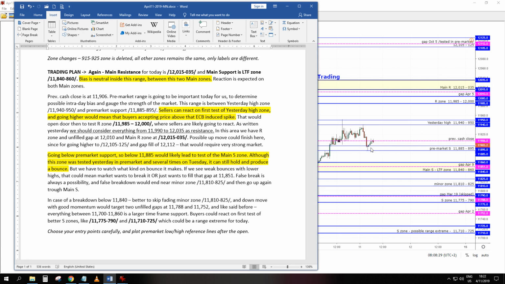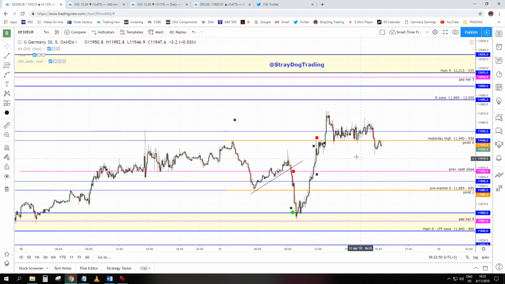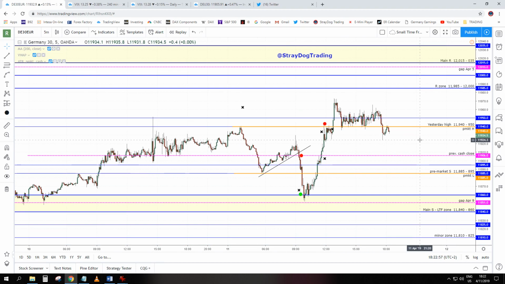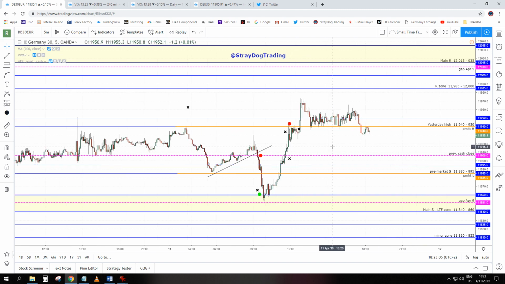If the market goes below pre-market support, of course, we expect a test of the main support zone, because pre-market support, pre-market resistance, those kinds of zones are aggressive zones of support or resistance, and as such they are going to be used as a gauge of the market strength or as a place to go into a trade on a pullback, not so much to fade those zones, because those zones are aggressive, like minor zones.